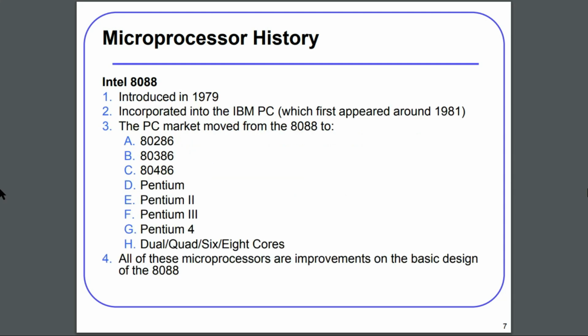The next processor is the Intel 8088, introduced in 1979, incorporated into the IBM PC, which first appeared around 1981. The PC market moved from the 8088 to 80286, 80386, 80486, Pentium, Pentium 2, Pentium 3, Pentium 4, and the dual core, 6 and 8 cores. All of these microprocessors are improvements on the basic design of the 8088 processor.